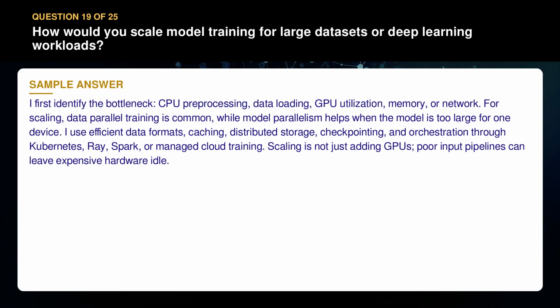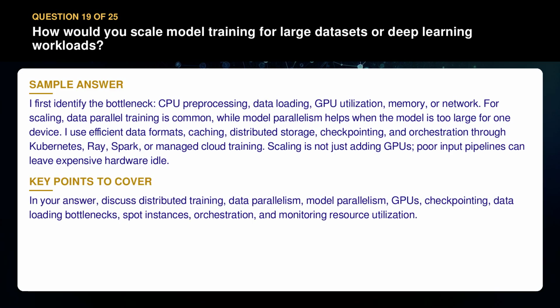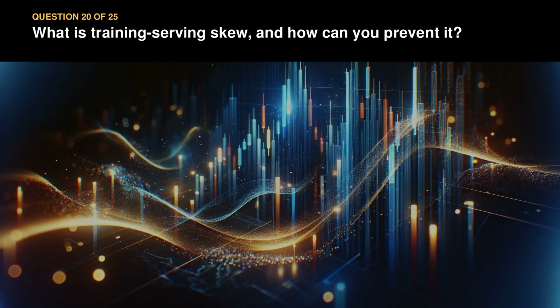Scaling is not just adding GPUs. Poor input pipelines can leave expensive hardware idle. In your answer, discuss distributed training, data parallelism, model parallelism, GPUs, checkpointing, data loading bottlenecks, spot instances, orchestration, and monitoring resource utilization. Question 20. What is training serving skew, and how can you prevent it?